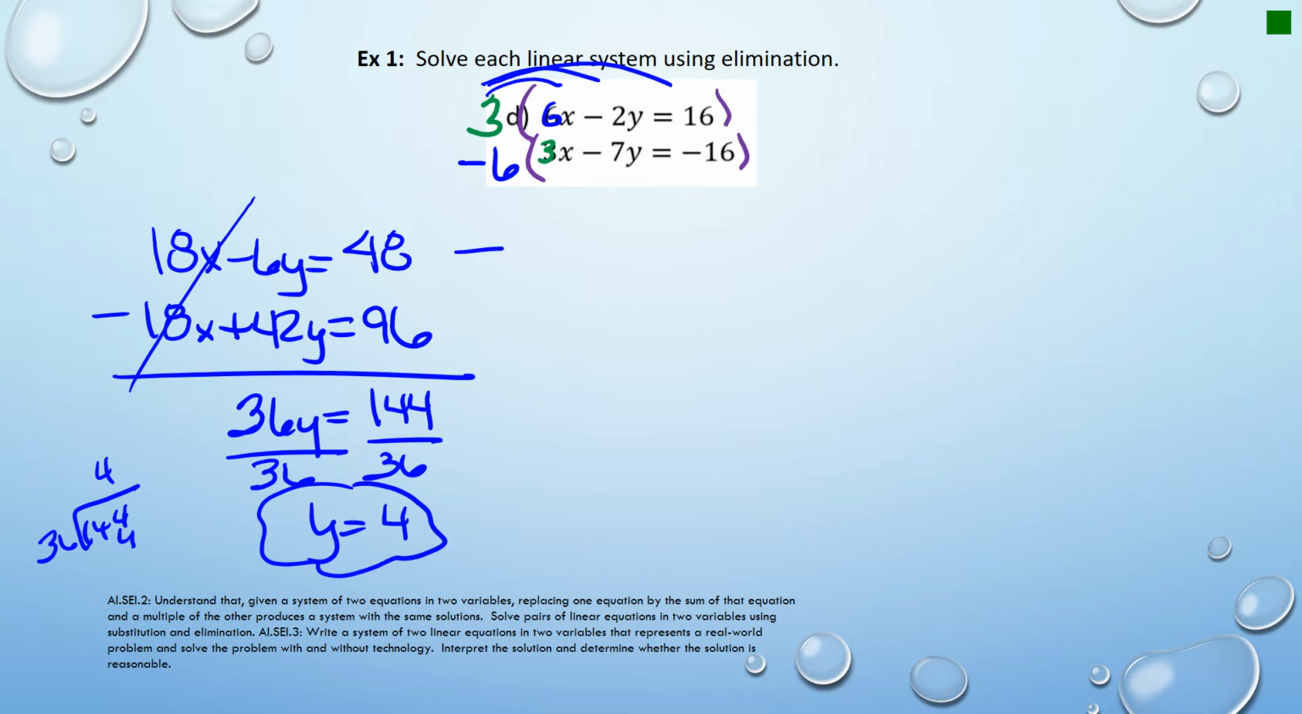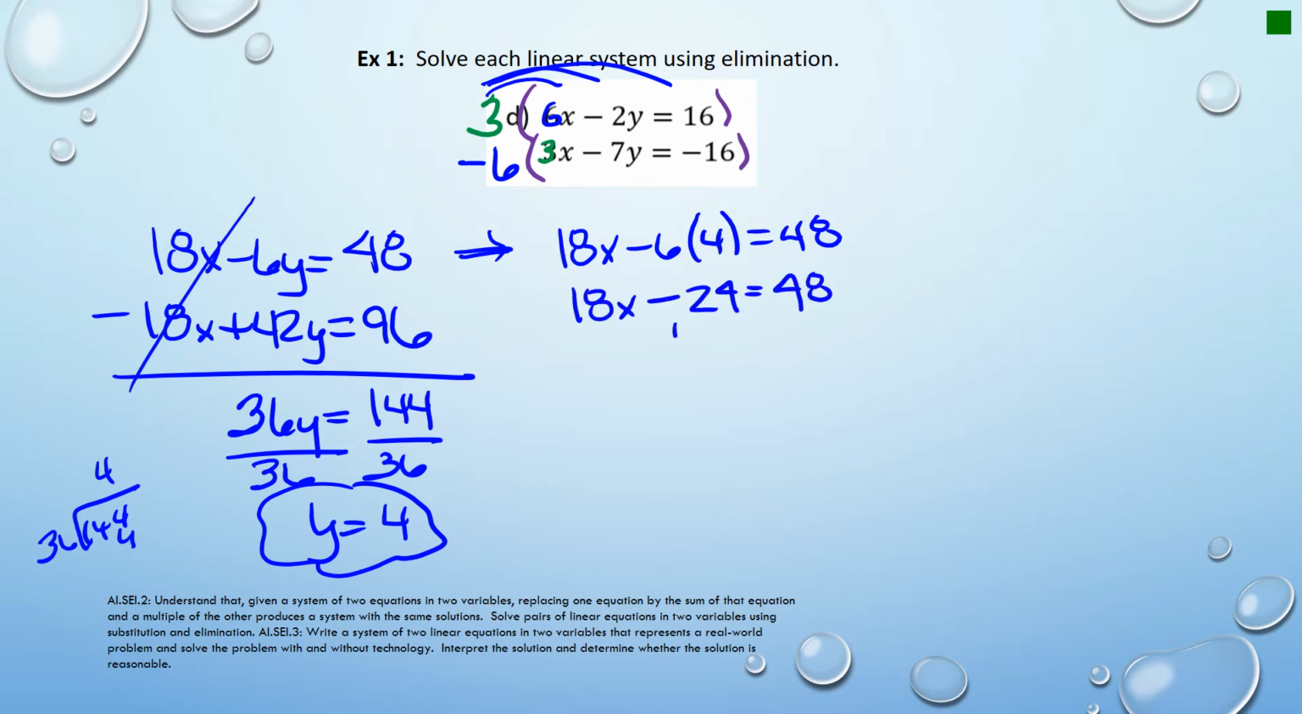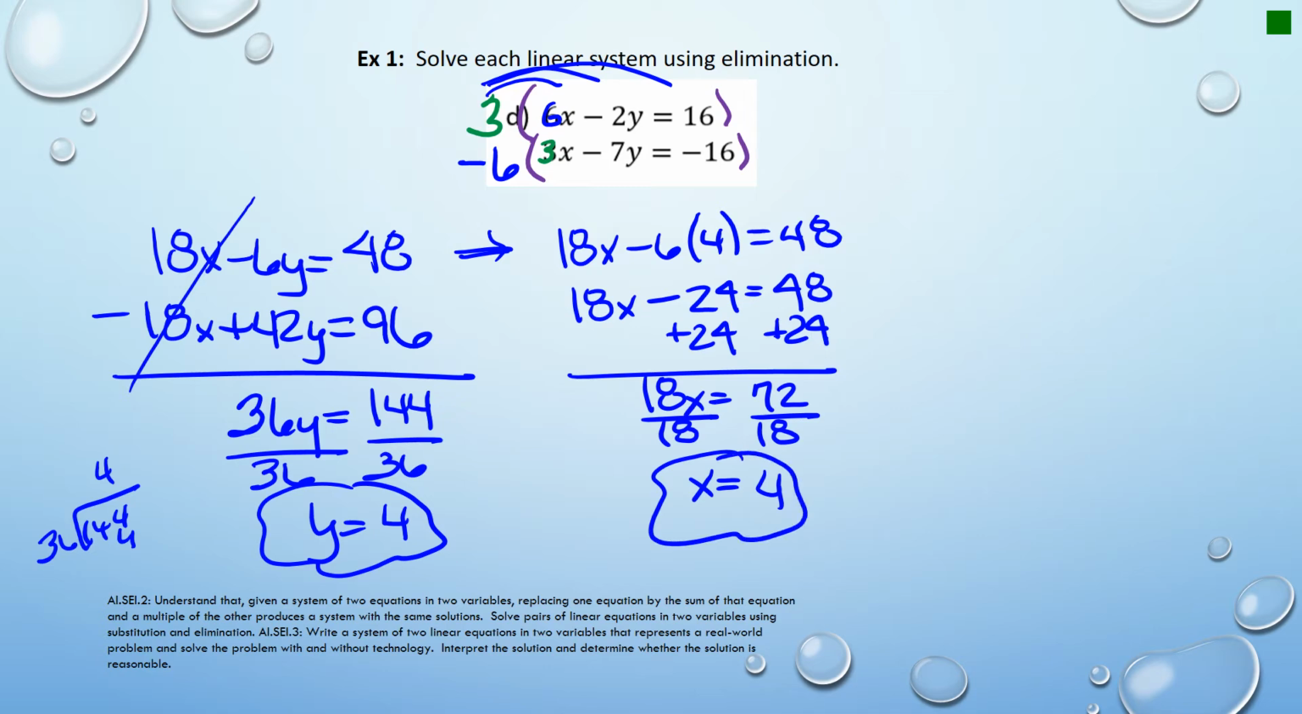Okay, then I'm going to take this top one. I'm going to put 4 in for y. So 18x minus 6 times 4 equals 48. 18x minus 24 equals 48. I'm going to add 24. Now you got to really watch your positives and negatives when you're doing this stuff, okay? Equals 72. Divide by 18. X is going to equal, oh gosh, I really wish I had a calculator. X is 4. So we have the point for our solution 4, 4.